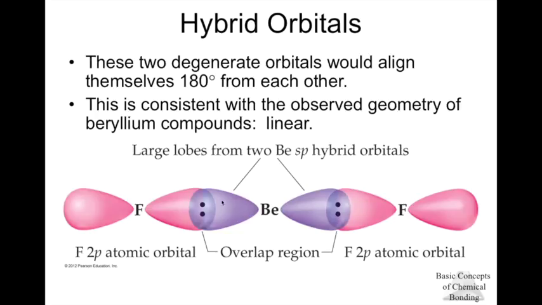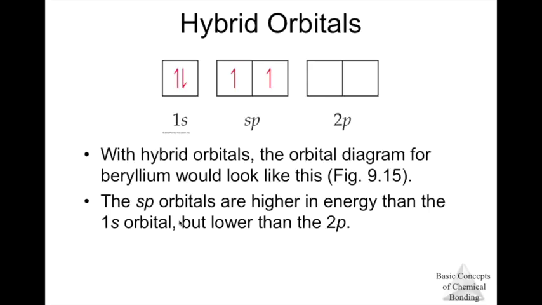So there's the sp hybrid orbitals, and then the fluorine's 2p atomic orbital. And so we would draw the electron diagram like this. Now, instead of having a 2s and a 2p, we've taken one of our p electrons, so now instead of the 3 boxes, there's only 2, and we bumped it down there. And so we've got sp. This orbital has more energy than the 2s, but less energy than the 2p.